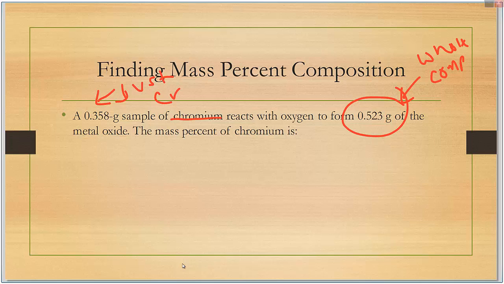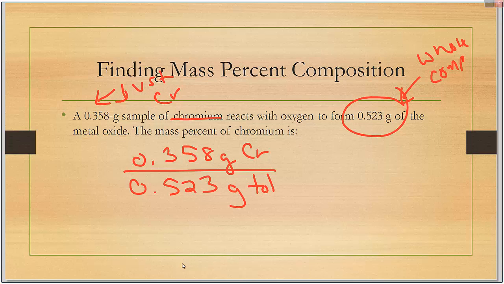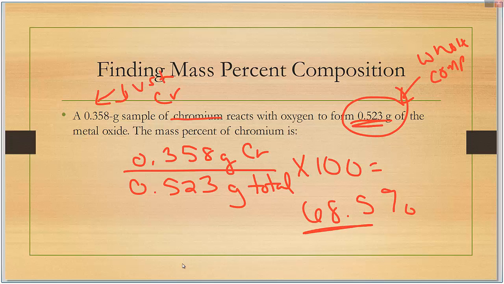So in order to figure out the mass percent here, what we're going to have to do is figure out how much of the whole thing is just chromium. So we have 0.358 grams of chromium over 0.523 grams of the total, the metal oxide, times 100. And that comes out to be 68.5%. So what the mass percent is telling us is of the entire compound, 68.5% of it is coming from just the chromium.